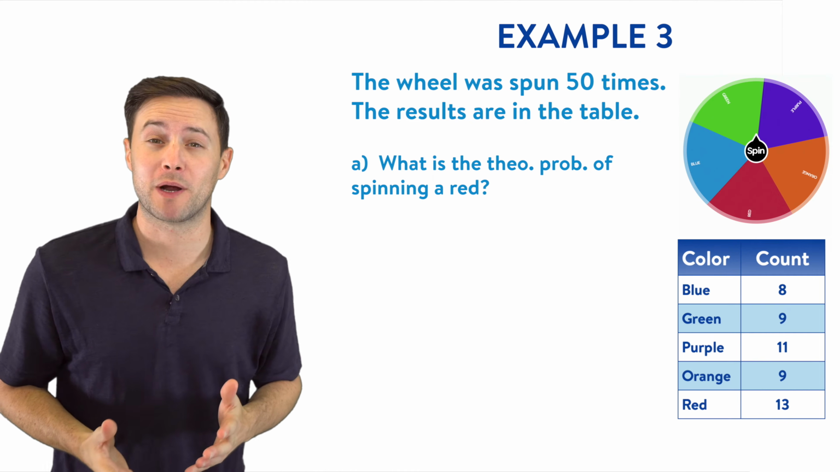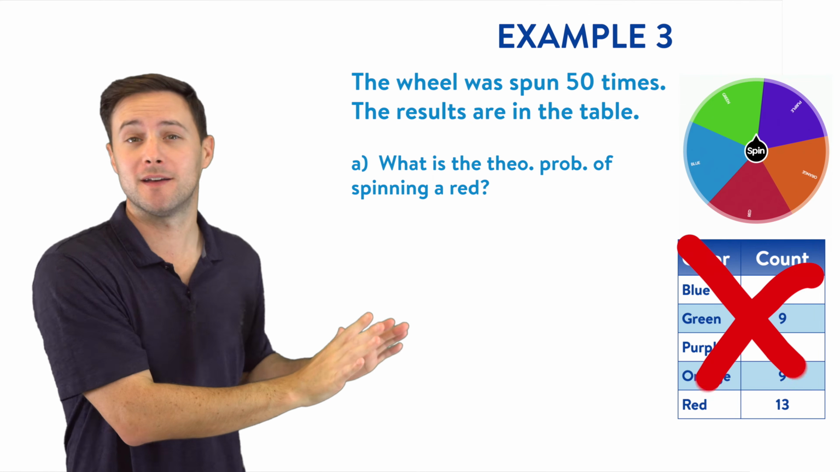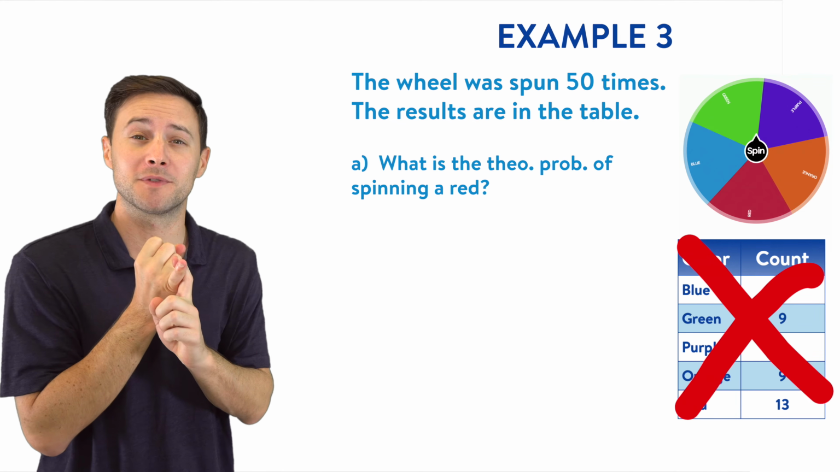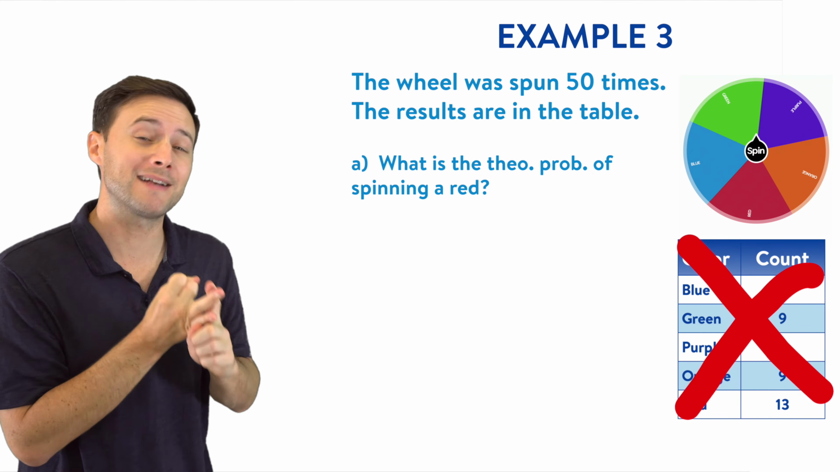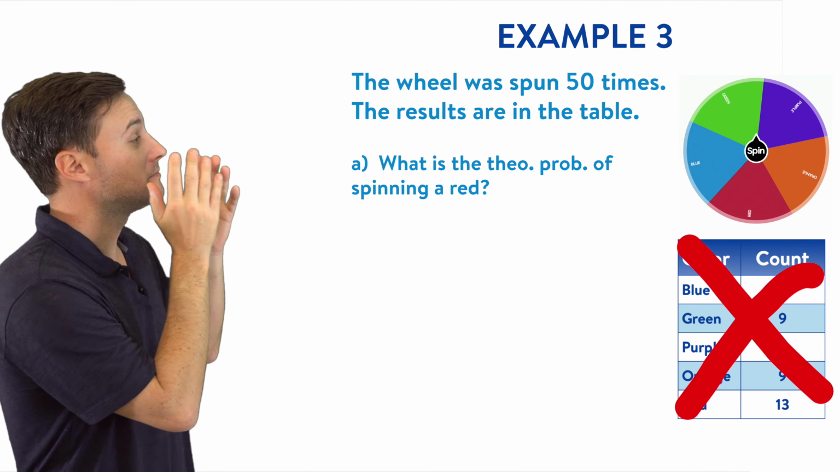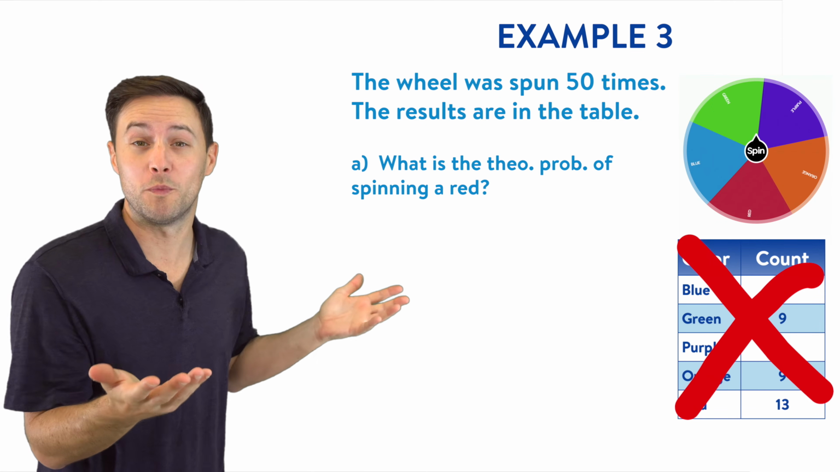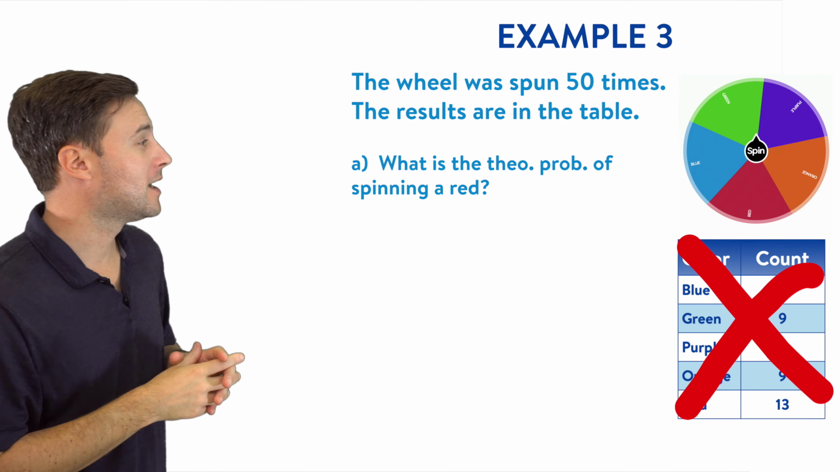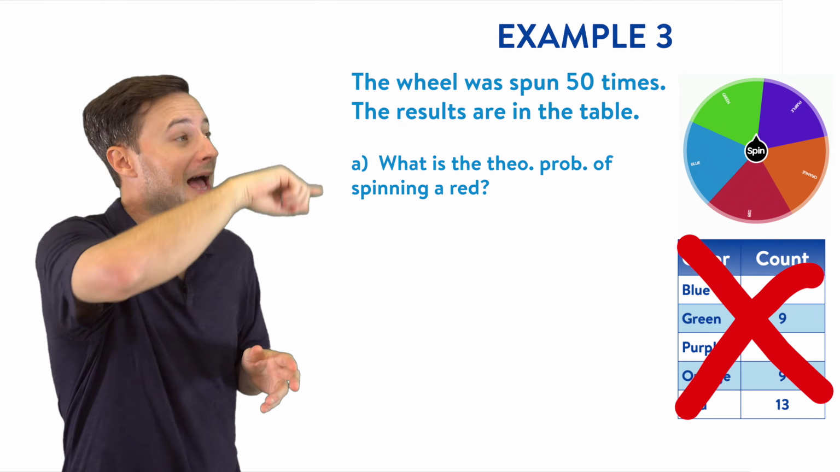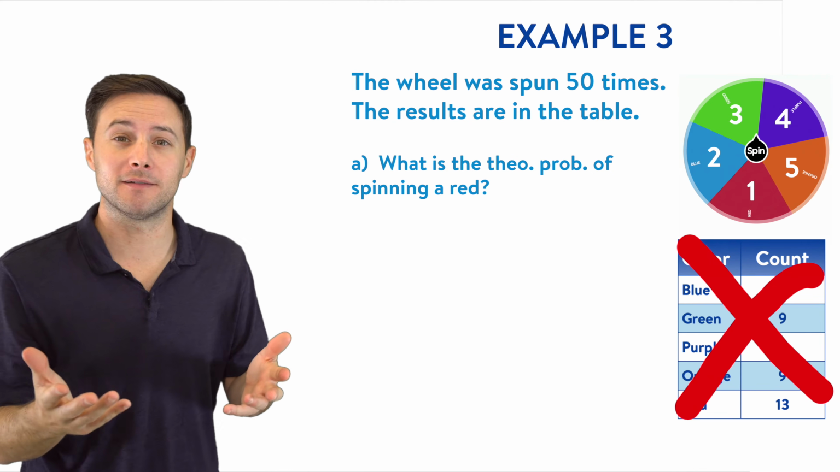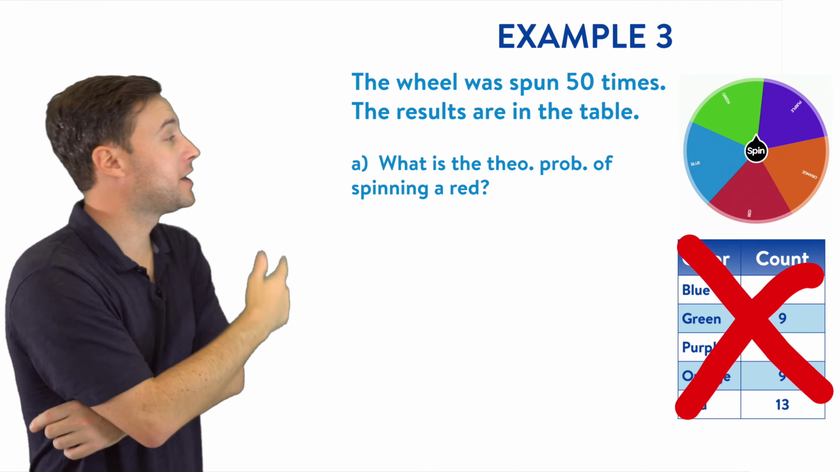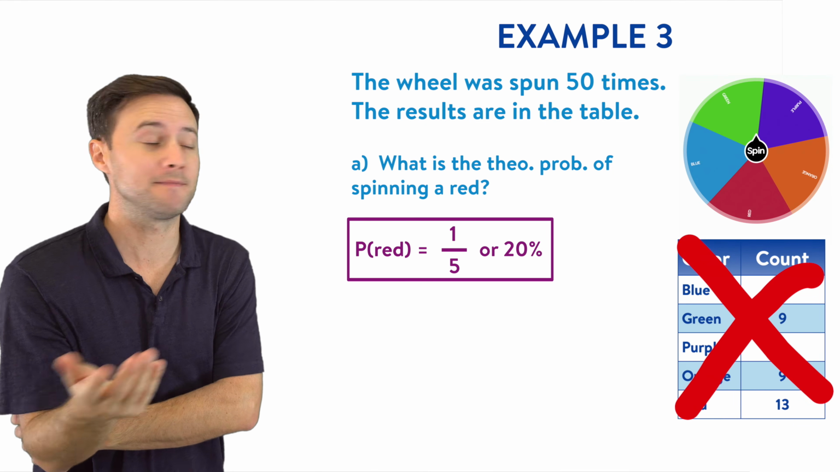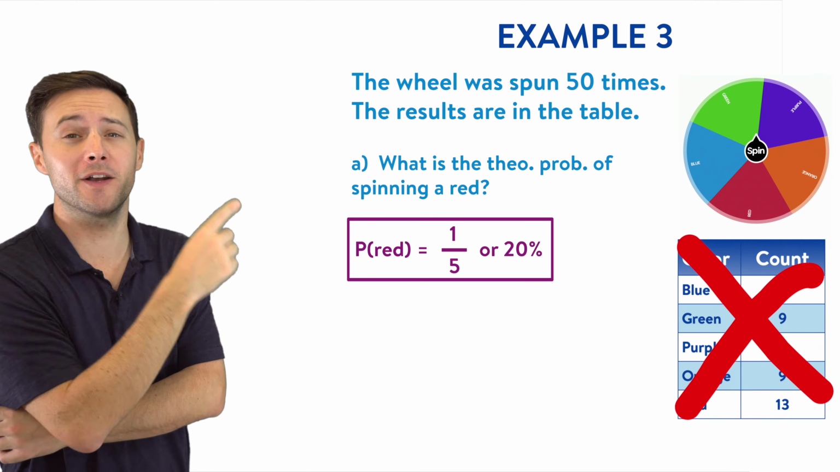Well, for theoretical probability, we don't even need to look at those results. We just need to look at how many favorable outcomes there are and what the total possible outcomes are. The favorable outcomes would be red, and there's only one red section, so that's 1. And then the total outcomes: how many sections are on the spinner? That's 5. So our theoretical probability of spinning a red is 1/5, or 20%. Pretty simple. Let's move on to part B.